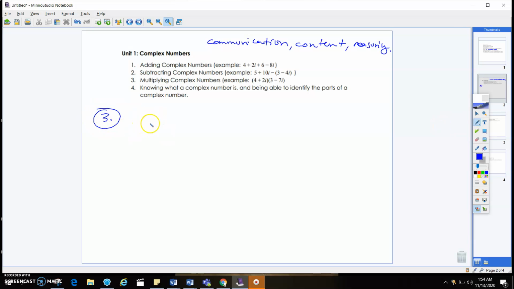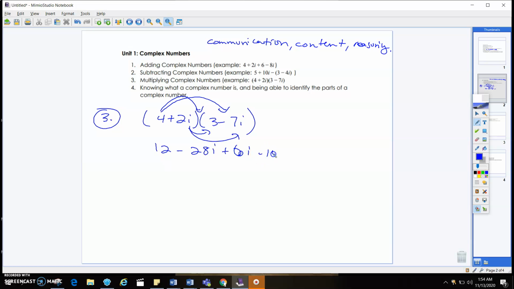Number 3, multiplying complex numbers. This is going to be 4 plus 2i times 3 minus 7i. You can do this either 2 ways: the box method or the FOIL method. I'm going to do the FOIL method. I know y'all don't like the box. So 12 minus 28i and 6i minus 14i squared. I would probably use these arrows, and you can use color to help you out. The more explaining you do, the better. That color explains a lot to me, so that's your communication piece.